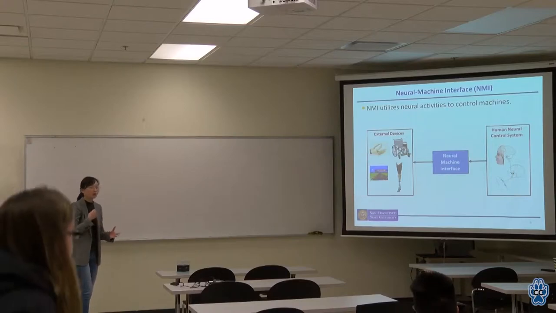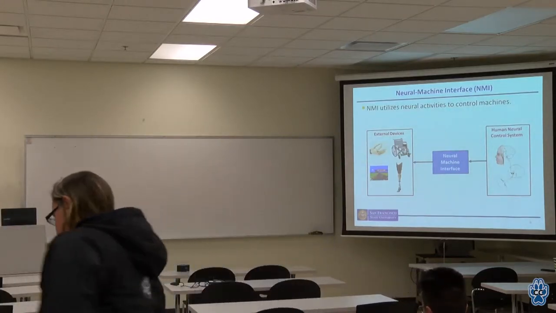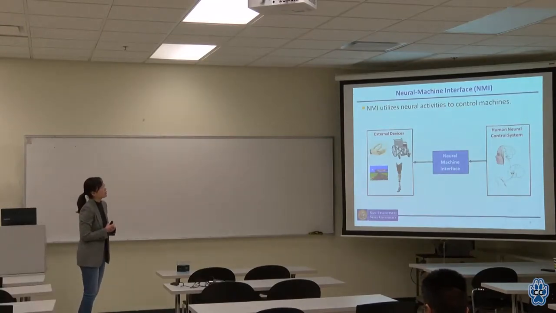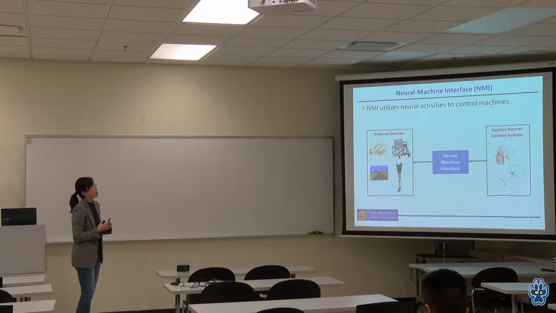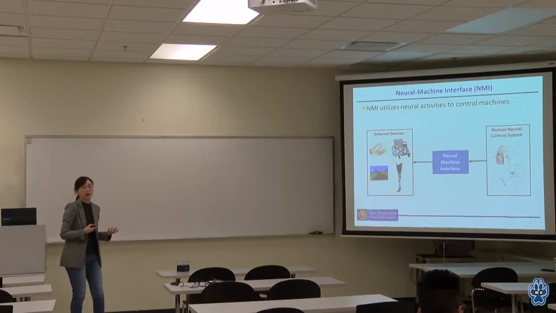So basically, neural machine interface, abbreviated NMI, is a technology that makes such science fiction a reality. Briefly speaking, NMI is a communication pathway between the human neural control system and machine. It utilizes neural activities to control different external devices like a powered wheelchair, a computer game, or prosthesis.